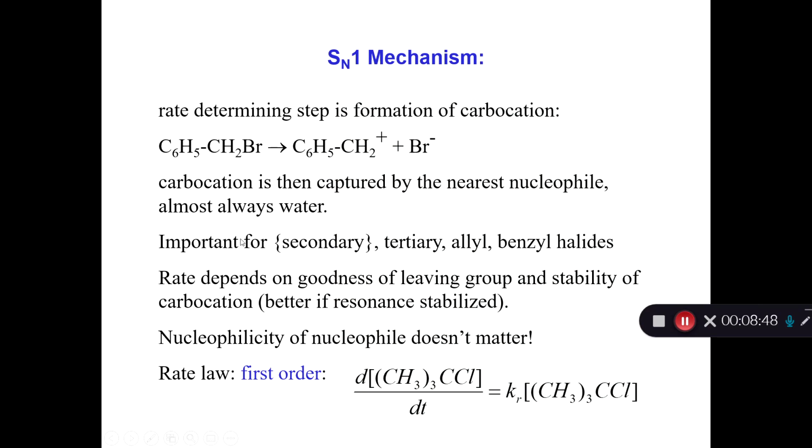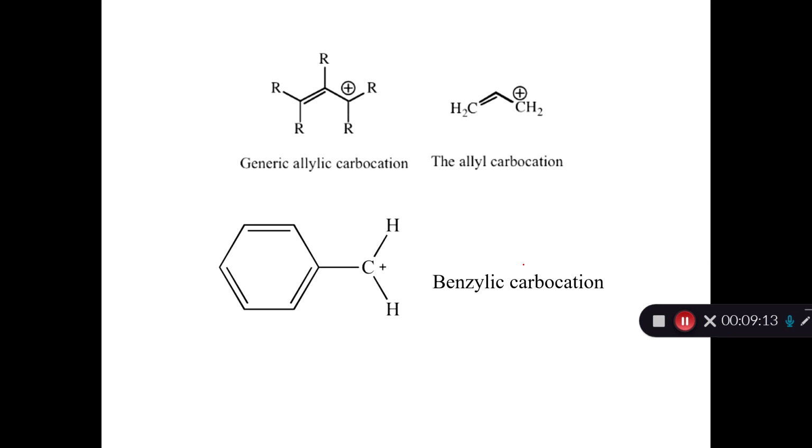And because of that, this type of mechanism is important for, not so much for secondary halides, but it tends to be more important for tertiary. That's what you saw in the video. Tertiary means that the carbon has bonds to 3 other carbons, and then the 4th bond is to the leaving group. And it's also important for allylic and benzylic halides, and I'm sure you don't remember what those look like, so I have that here.